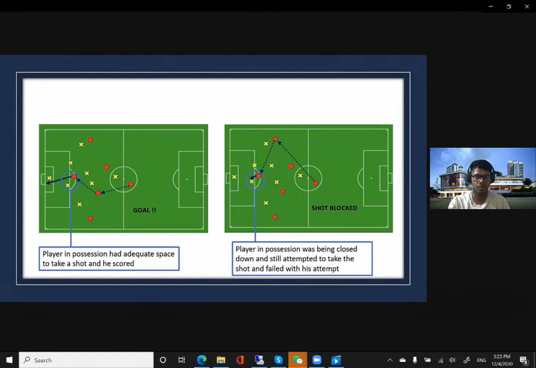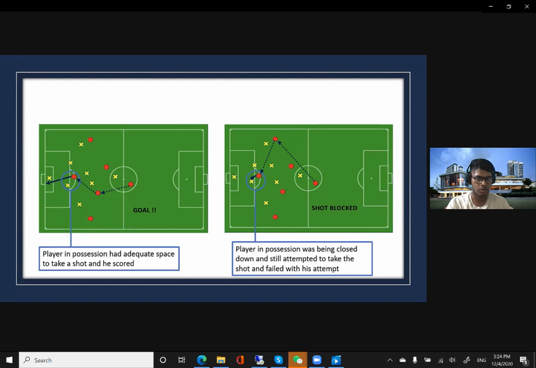Now if we were to look at only the third step in isolation, you can see that in the first scenario the player had more space to take a shot and it led to a goal being scored, while in the second scenario the player didn't have adequate space, and so his shot was blocked. But if we just look at this decision of the player itself, this decision alone is not really a bad decision taken by the player.